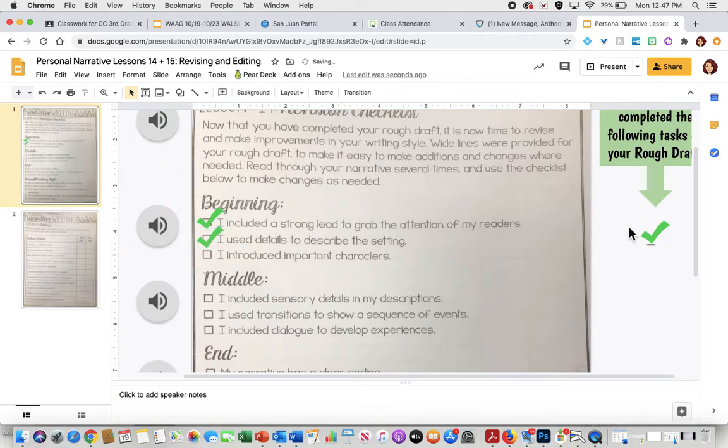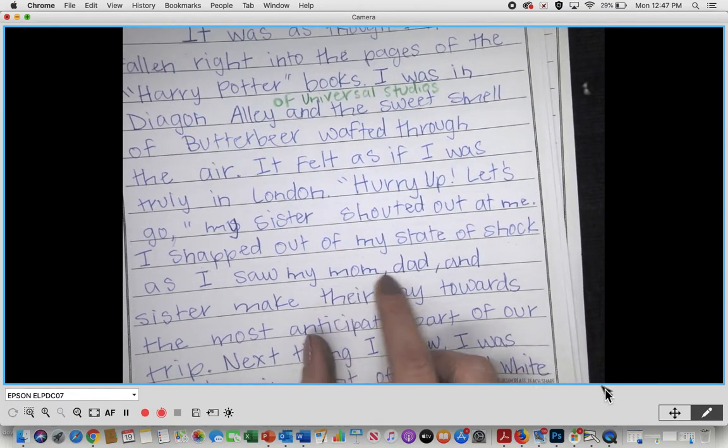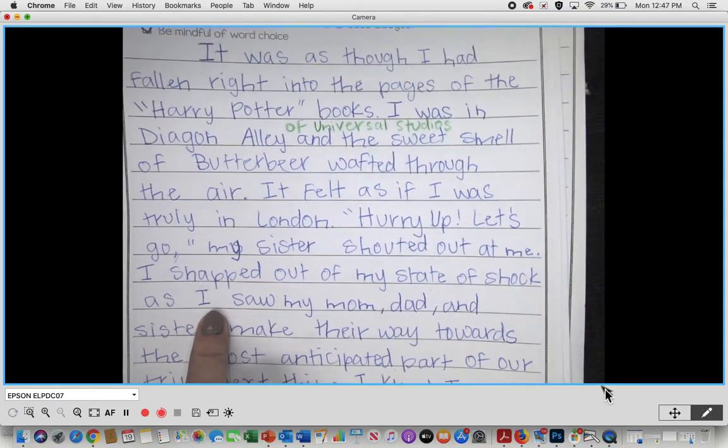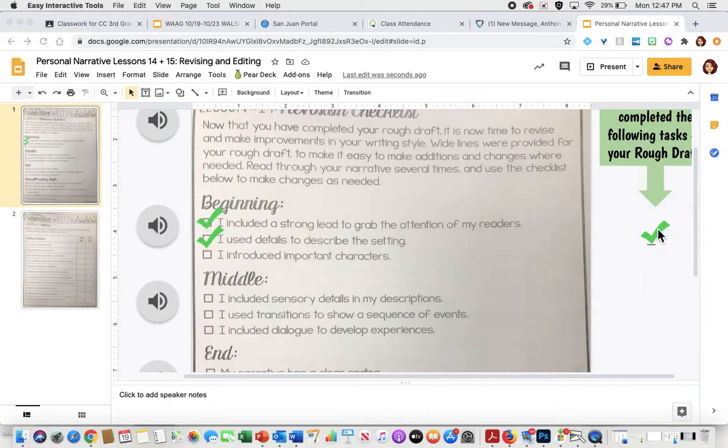Then I introduced important characters. Well, if I go back to my story, I can see I introduced my mom, my dad, my sister, and myself. And we're the main characters in this story. So I'm going to go ahead, I'm going to minimize it again, and I'm going to check that guy off.